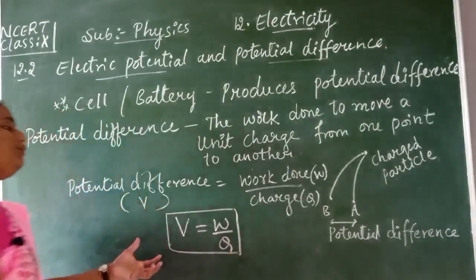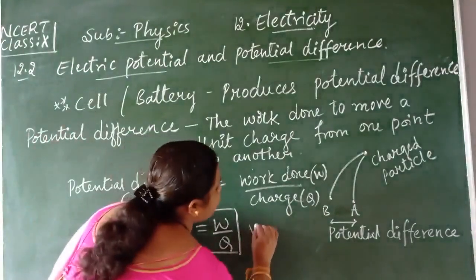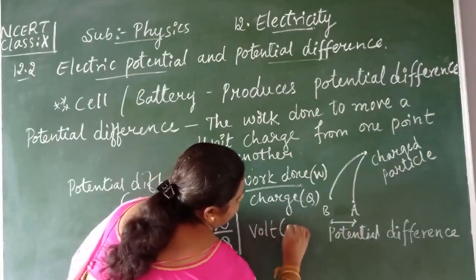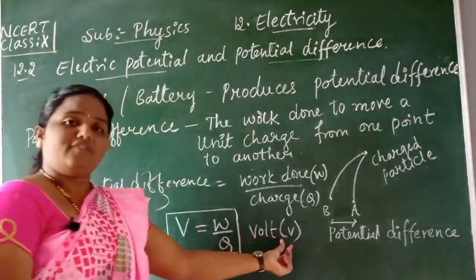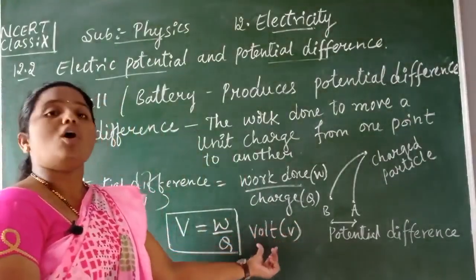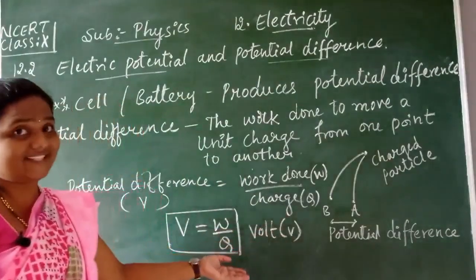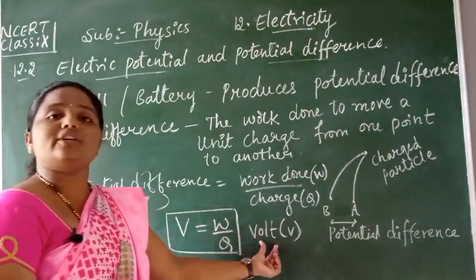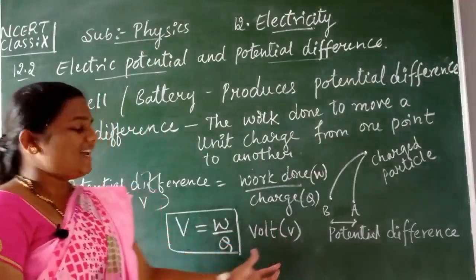And here the SI unit of potential difference is volt, children, and it is represented with the small letter v. Alessandro Volta is the name of the Italian scientist who discovered this, children. The SI unit of potential difference is what? Volt. Got it, children? Yes.